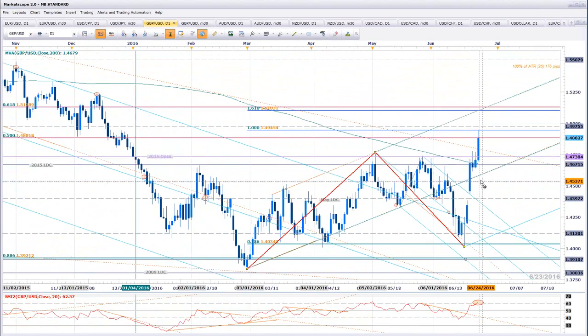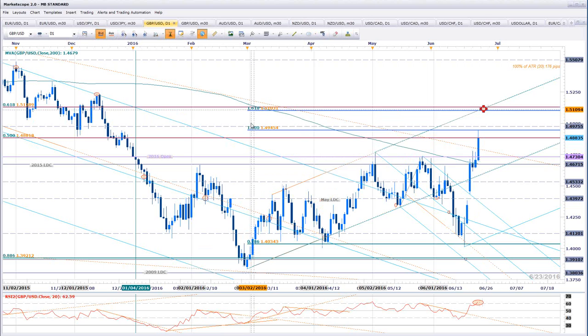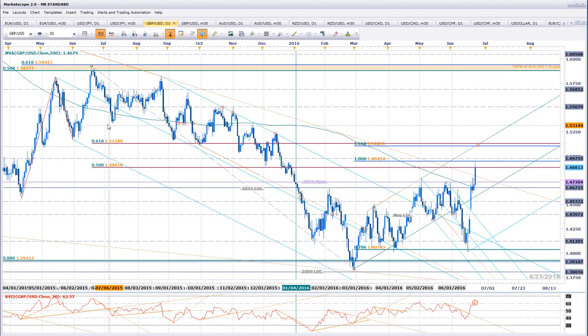Major key structural resistance at this point on a topside break is up here. That's a 161.8 extension just from the initial ascent off that low, and a broader key 61.8 retracement of the entire decline off of the June highs from last year.